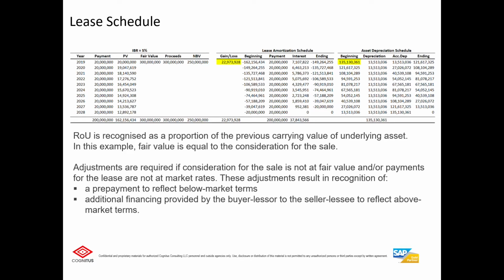So if an adjustment is required, where the consideration for the sale is not at fair value and/or the payments for the lease are not at market rates, this adjustment results in the recognition of a prepayment to reflect below-market terms, and additional financing provided by the buyer-lessor to the seller-lessee to reflect above-market terms.